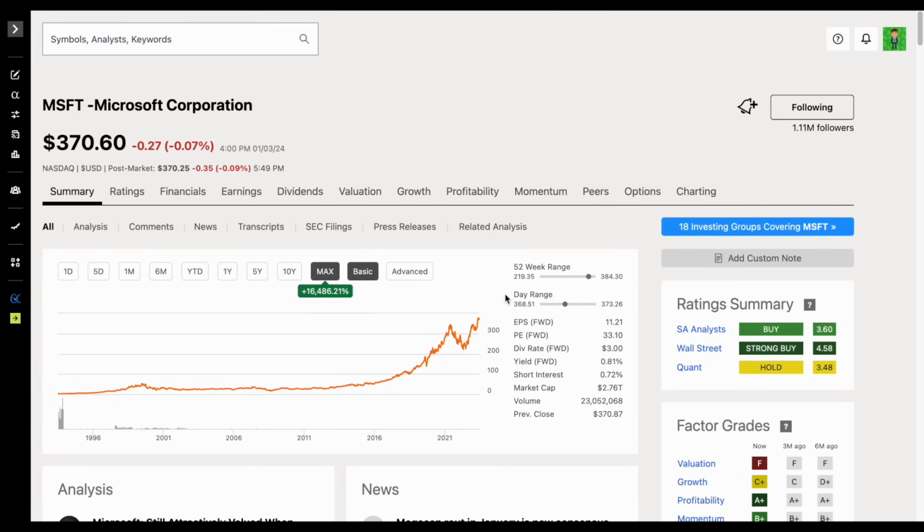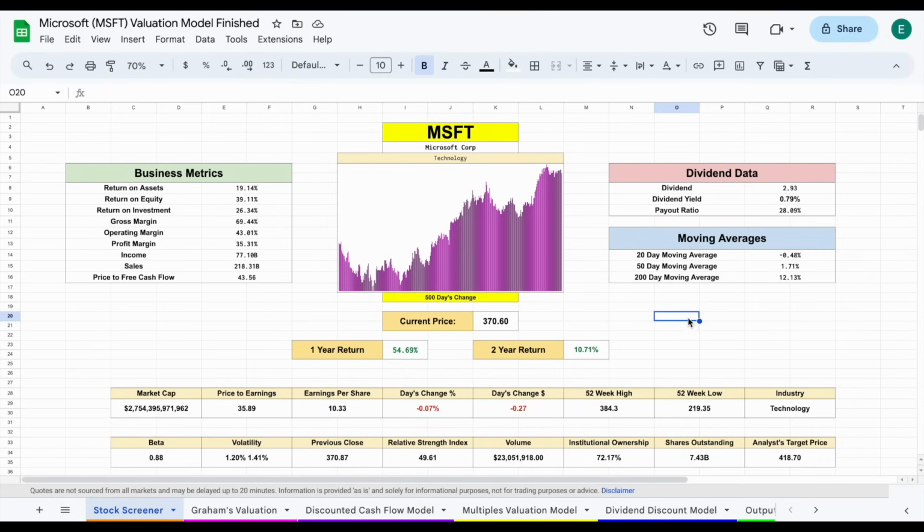So again, valuation is extremely important to understand whether or not you're looking at a phenomenal business or a bad business. You need to know how to value a stock. So in this video, I'm going to be taking you step by step on 4 different ways that you can learn to value a stock and calculate its intrinsic value.